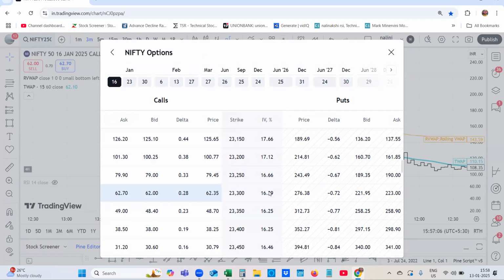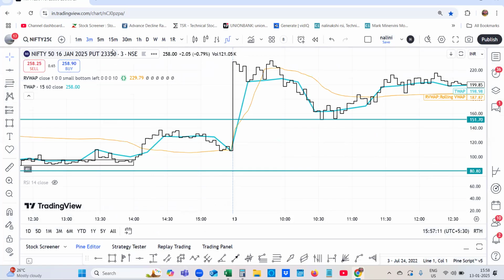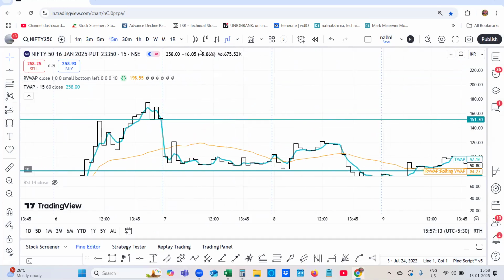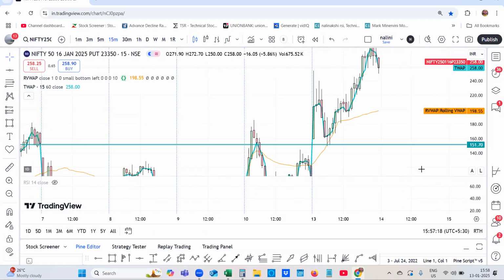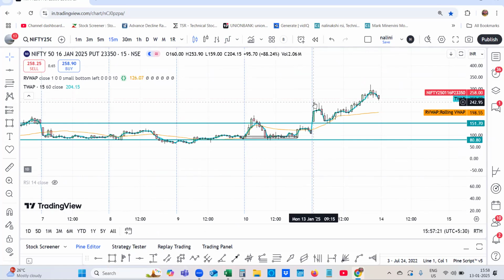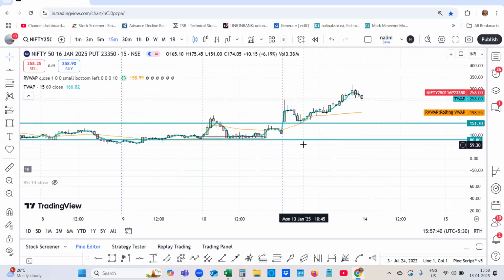Let us go back to the put option after 1 hour. What has happened to the put option? The 23,350 put option. Let me go to the 15 minutes time frame and change it to candlestick chart. When Nifty gapped down, the reading from the previous day was around 121. The closing price was around 108, I believe. It's showing 108. It gapped up to 253, that is almost more than 150 points.